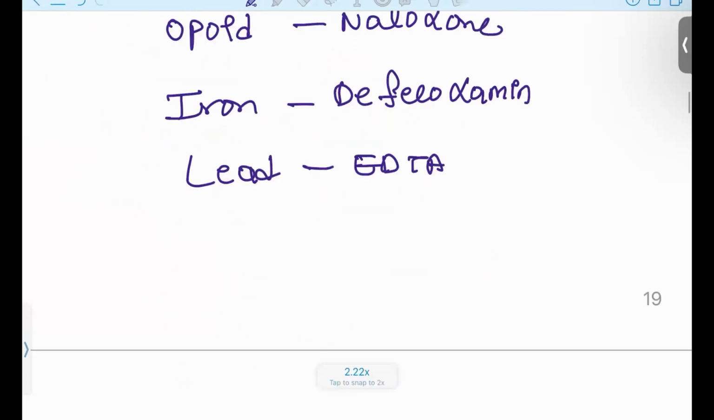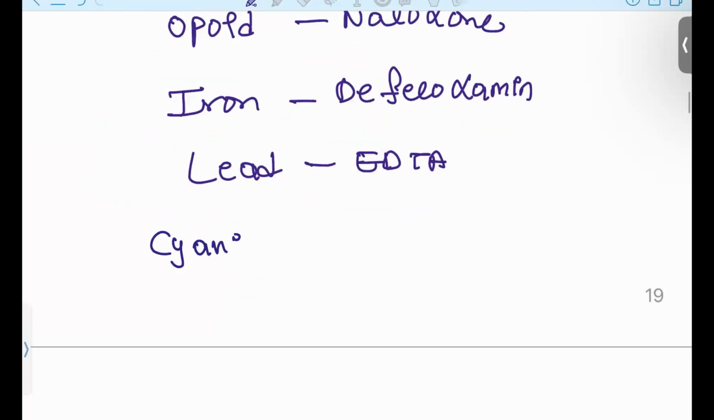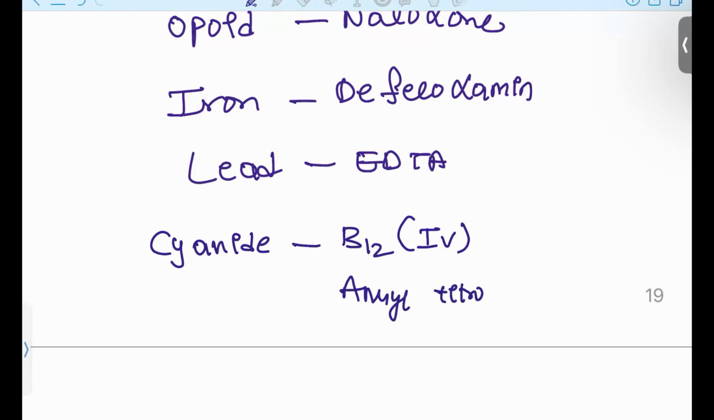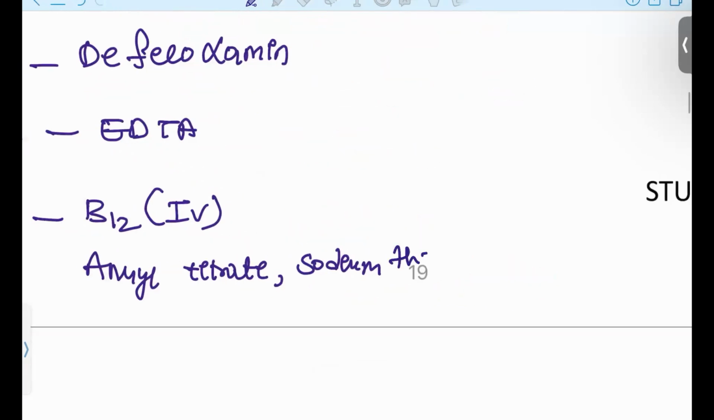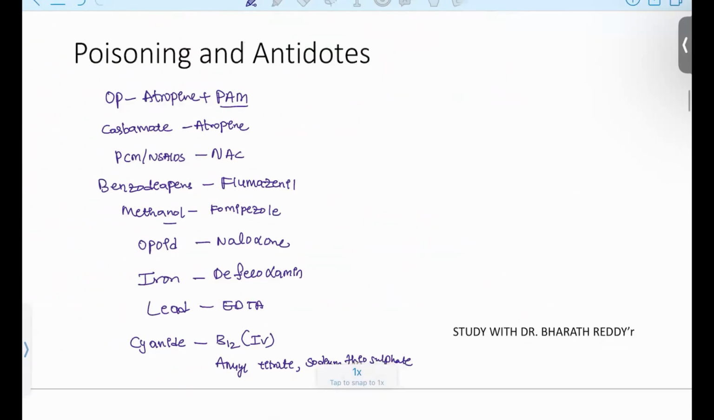All right. Cyanide patients. In cyanide patients, basically your B12 pathway is gone. So for this, we can give an IV injection of B12. Along with that, you have another drug, amyl nitrite, and also sodium thiosulfate can be given. Those who are having beta blocker toxicity, for this patient, we can give IV glucagon.